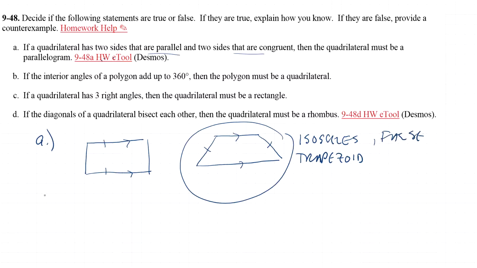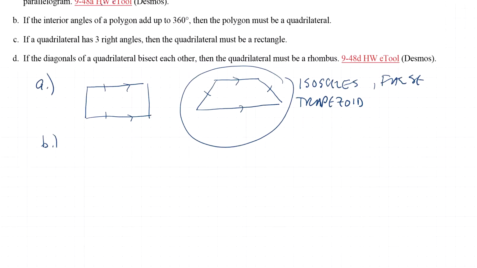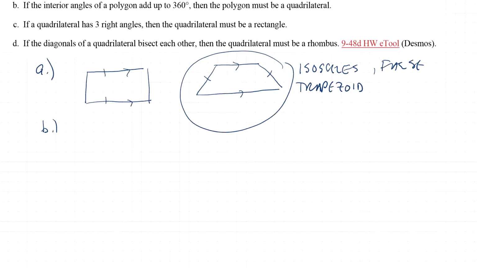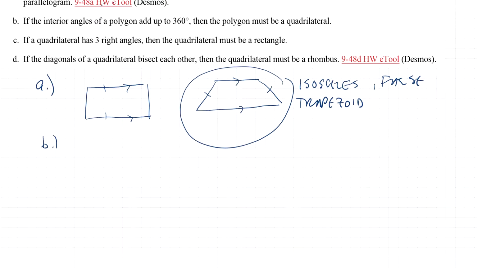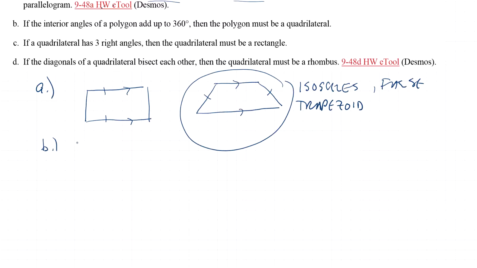All right, so then B says, if the interior angles of a polygon add up to 360, then the polygon must be a quadrilateral. Well, we've learned that n minus 2 times 180 gives us the sum of all the interior angles. So if we have 4 minus 2 times 180, that's going to be 2 times 180. So all those angles add up to 360 in a quadrilateral, and that will be true all the time.